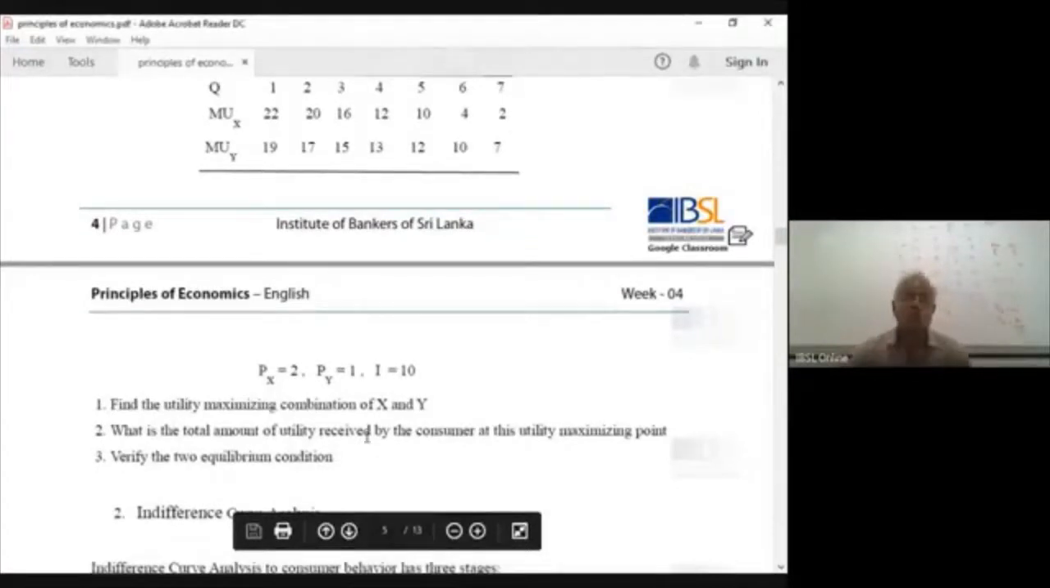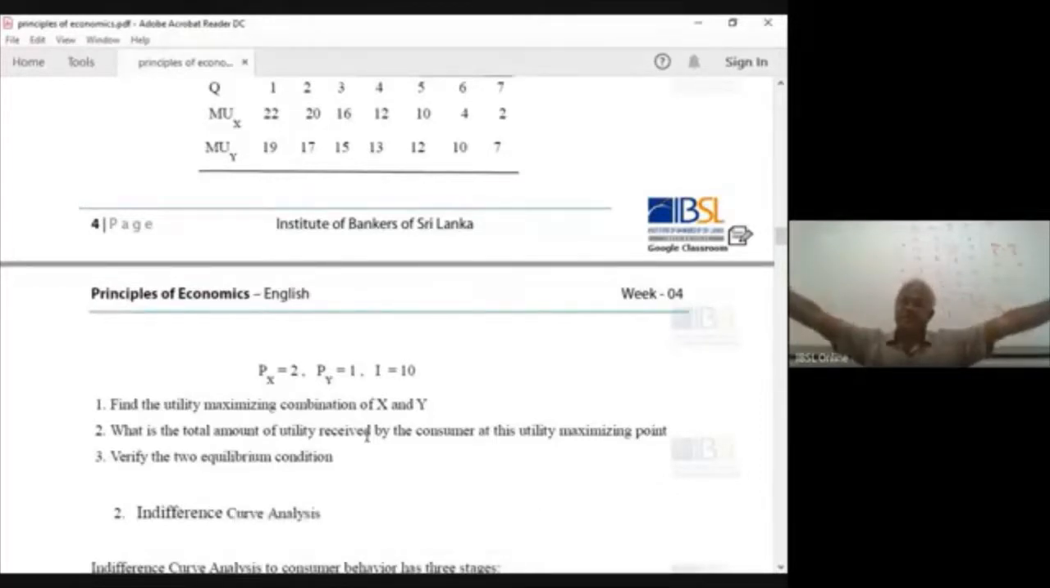What is the total amount of utility? You know, the utility maximizing combination is 2x, 6y. Then you calculate the total utility of 2 of x, the total utility of 6 of y, then add these two. Total we calculated 128. Verify the two equilibrium conditions.